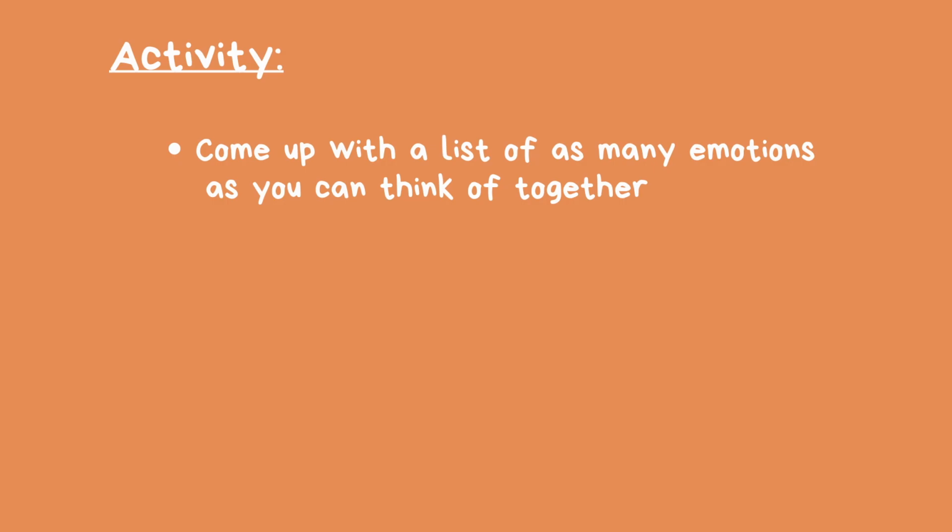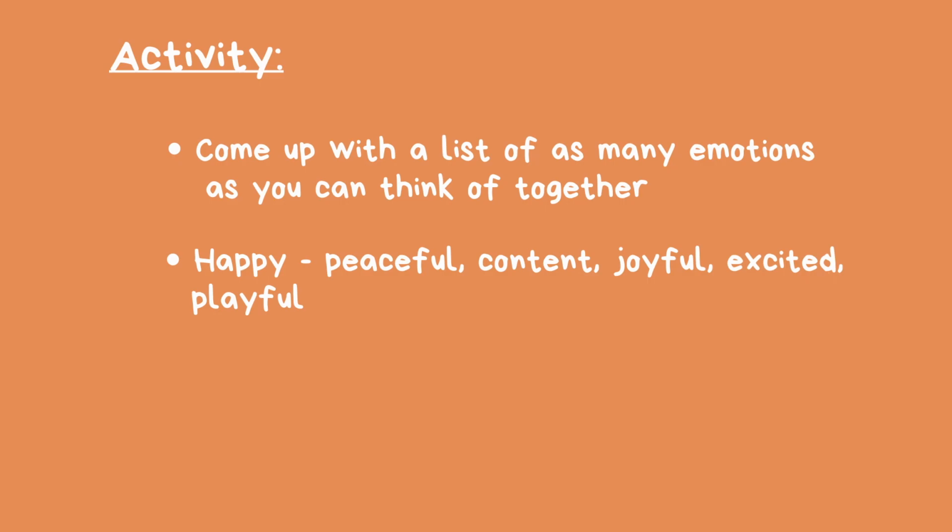There are so many emotions we feel, and naming them is the first step to being able to identify how we feel in the moment. When you come up with one emotion, for example, happy, try to break that into more specific feelings as well. So if you're happy, you might also feel peaceful, or maybe you feel content. Maybe you feel joyful, excited, or playful.